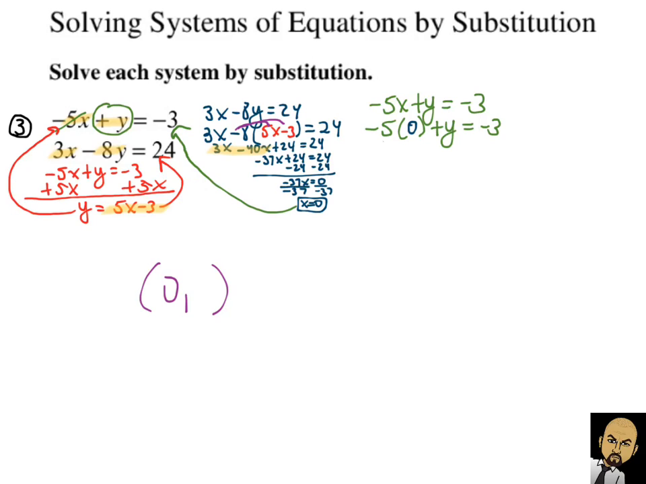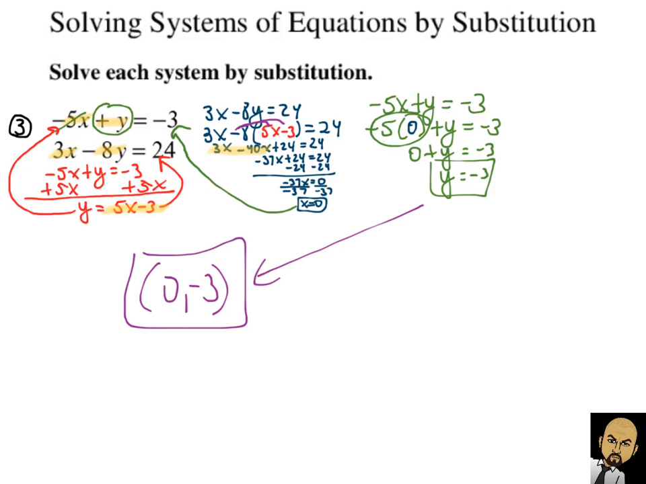We multiply, because that's distributive property. We end up with 0 plus y equals negative 3, and we end up with the solution of y equals negative 3. So we take that value of y, and we plug it in or substitute it into our solution, which is the ordered pair 0, negative 3, with the corresponding x and y values based on what we just solved.